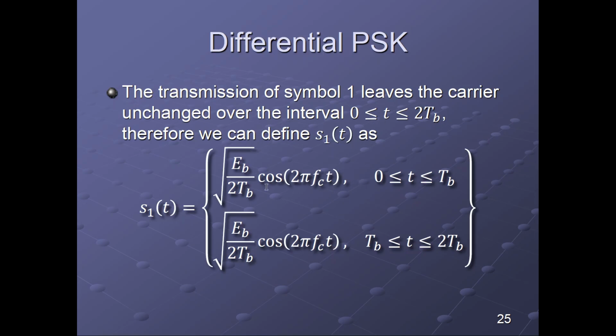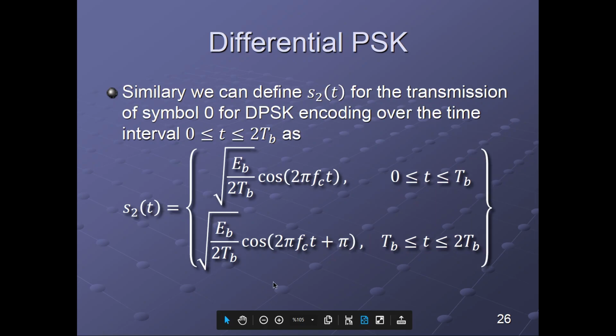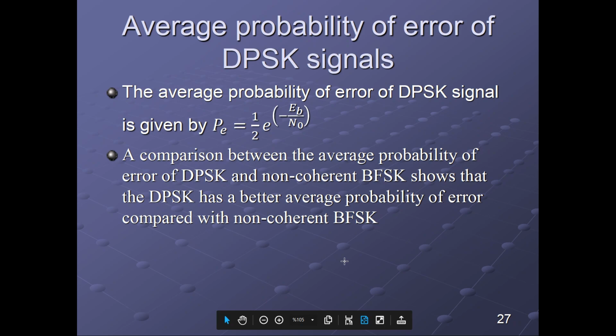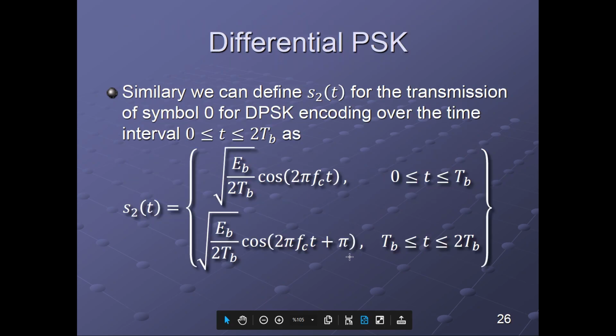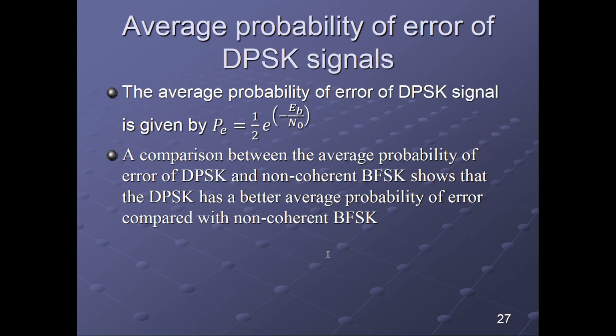Therefore, we can define it as follows. S1 of T, when you transmit 1, the signal over the first period is this, and over the second period is this. This means it's the same, no phase change, nothing changes. While when you transmit S2 of T, which corresponds to 0, then the signal in the first bit duration is a carrier with 0 phase, while in the second bit duration it is a carrier with pi phase. So this means there is a change here. If there is a change, this means that you transmitted 0. If there is no change, you transmitted 1.